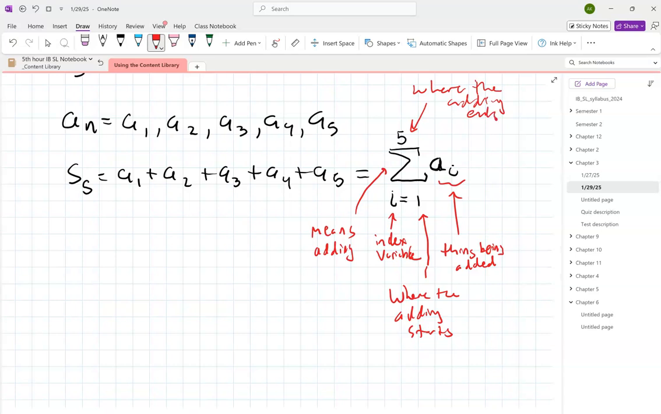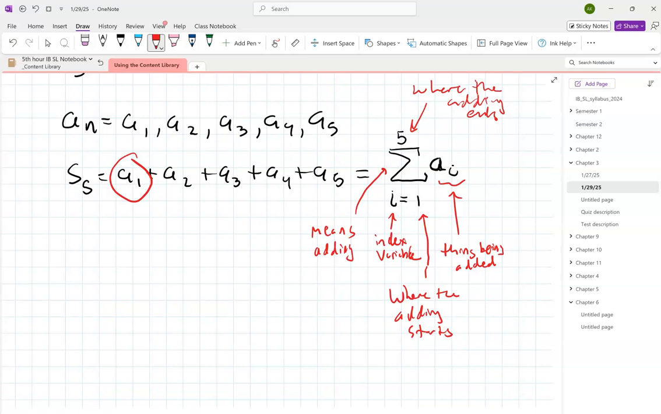So that big E looking thing is the capital Greek letter sigma. It just means that we're going to be adding things up. The thing next to the sigma is what we're going to be adding. So in this case, we're going to be adding a sub i's. The i underneath the sigma is the index variable. And we'll write equals a number, and that number is the term where we start our addition. So in this case, we're going to start adding with term 1, which is what we've drawn here.